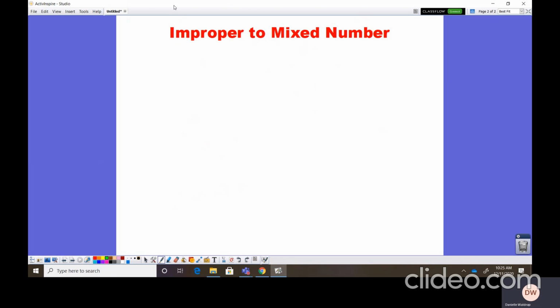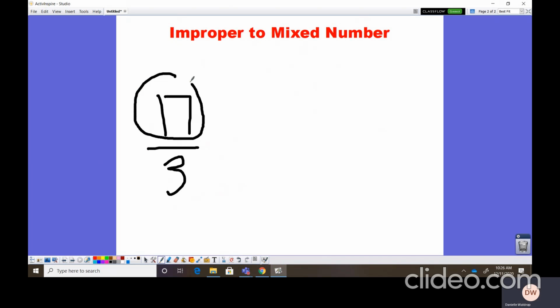So this time, we're going to go from improper to a mixed number. Now remember, improper means that you have a bigger number on top. The numerator is bigger than the denominator. So let's say 17/3, okay? And you can work along with me on this as well. 17/3 is an improper fraction because the numerator is much bigger than the denominator, okay?